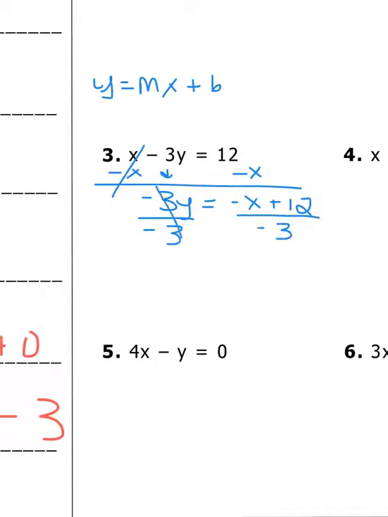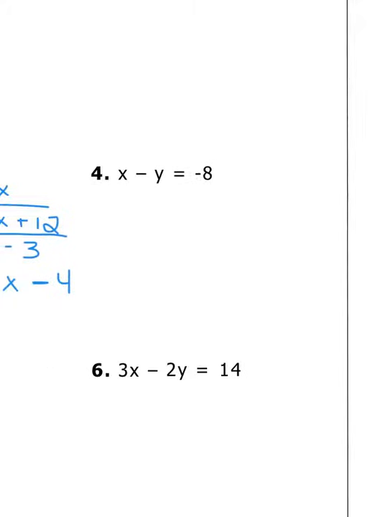Okay, so y equals 1 over 3x, because negative x over negative 3 is the same as 1/3 times x, minus 12 divided by negative 3 is negative 4, so it's going to be minus 4. And that's our answer. y equals 1/3 x minus 4.